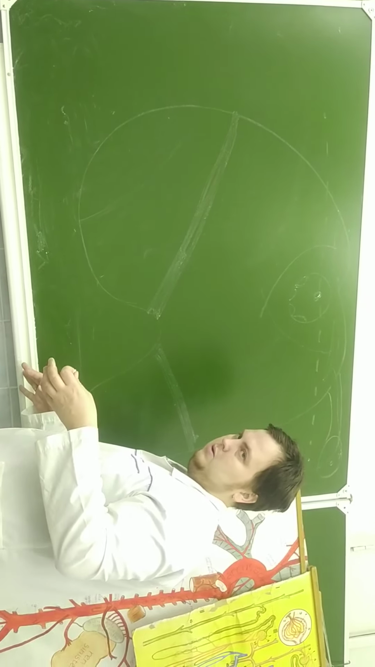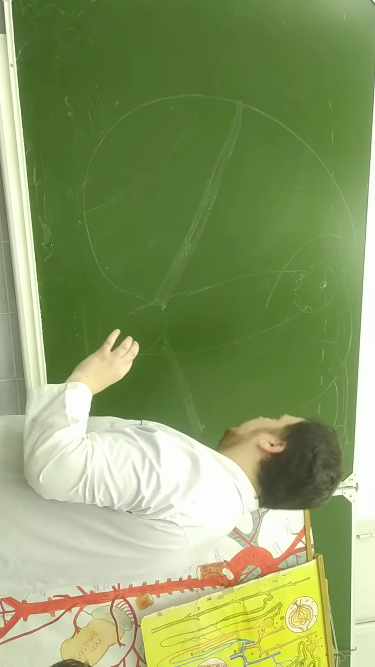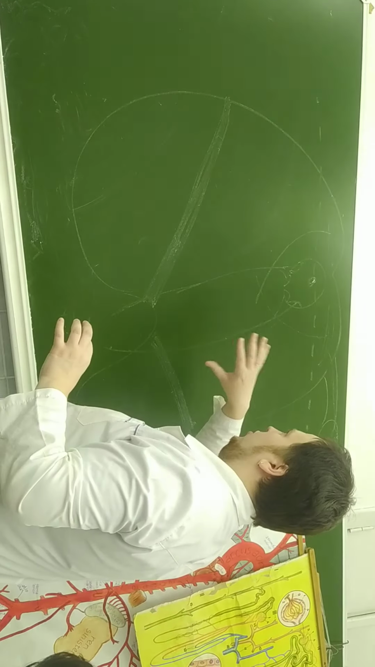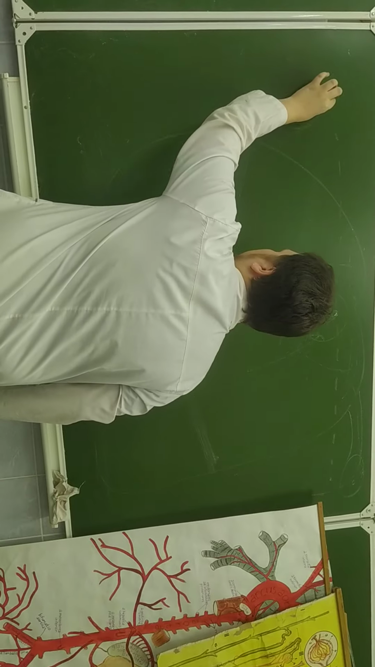Change the curvature of the lens and make us focus on different distances. And from these two nuclei, fibers of the oculomotor nerve pass to the medial surface of the crus cerebri. Yes, and here we have the roots of the oculomotor nerve. But if we make a section at the level of the inferior colliculus, we will find another picture.